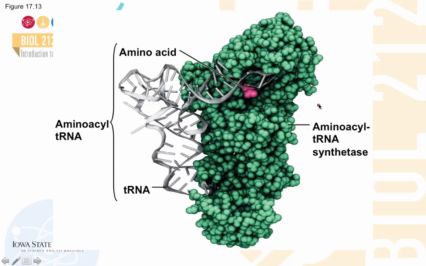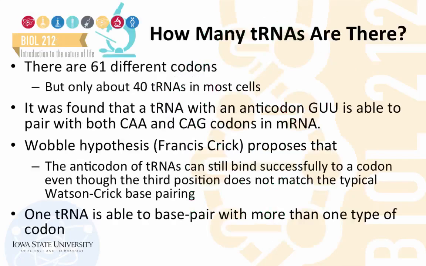In this image, you can see the enzyme amino-acyl tRNA synthetase that catalyzes the attachment of an amino acid to the tRNA molecule in order to charge it and form the amino-acyl tRNA that then participates in the process of translation. So how many tRNAs are there? There are a total of 64 codons, 3 of which represent stop codons that don't code for any amino acids. That leaves us with 61 different codons that code for amino acids. But there are only about 40 tRNAs in most cells.